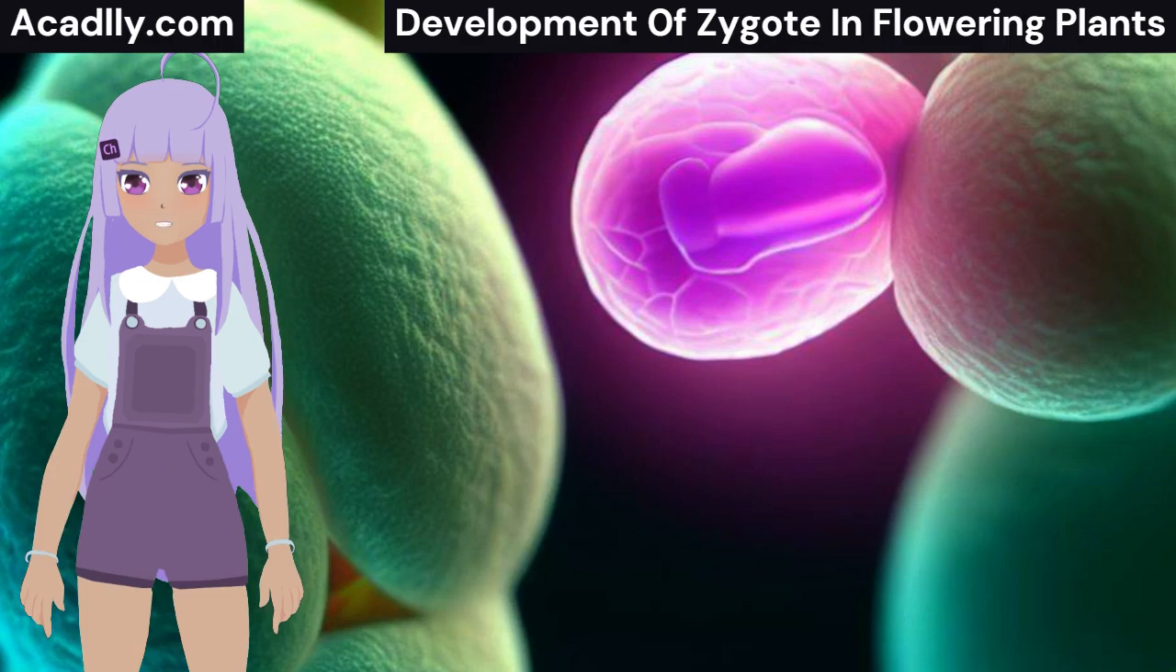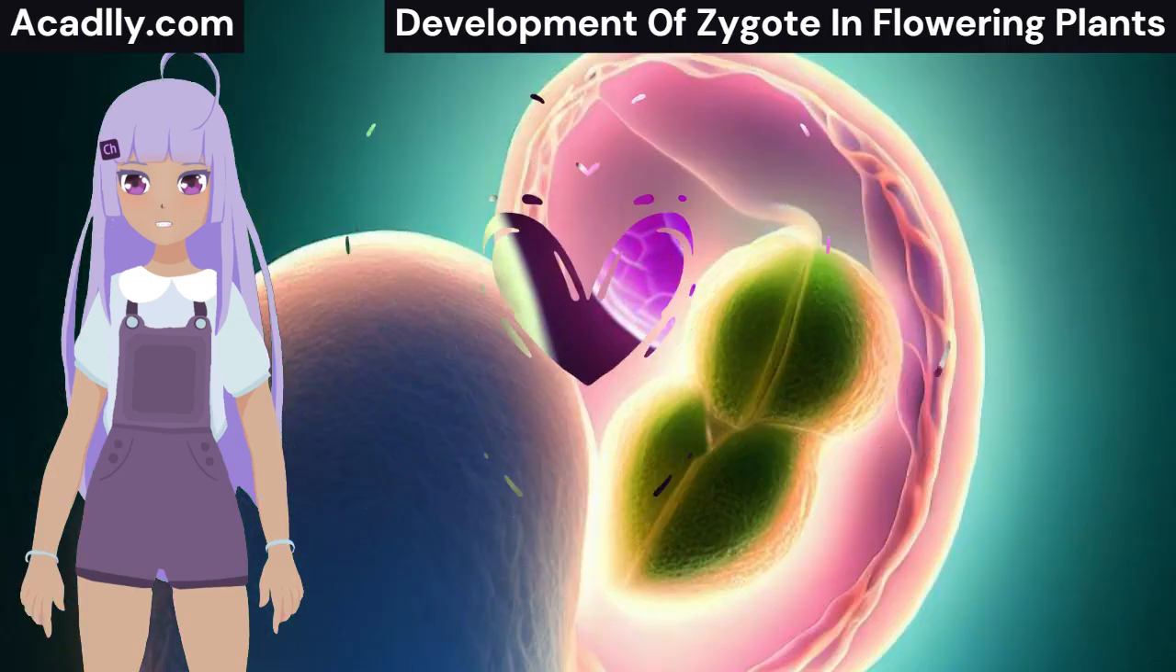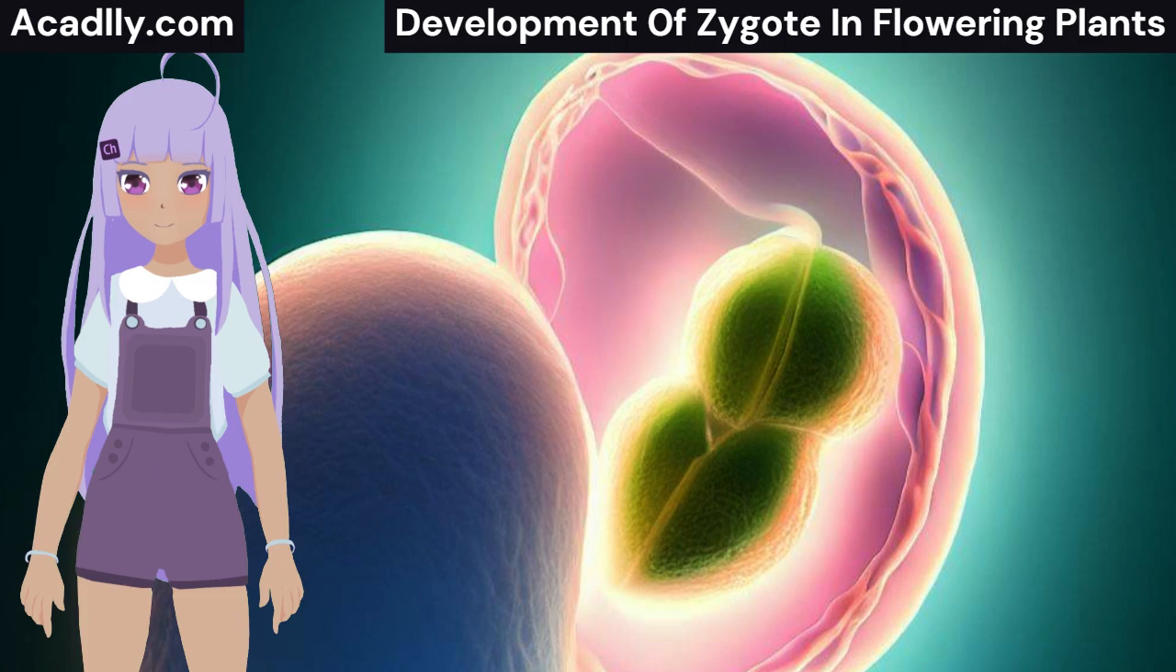Development of zygote in plants. In flowering plants, the process of pollination is followed by fertilization, leading to the development of the zygote. This development eventually transforms the flower into a fruit that encloses the seeds. The male and female sex cells responsible for zygote formation are the pollen grain and the ovule, respectively.